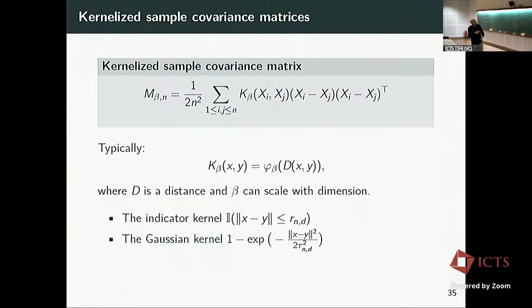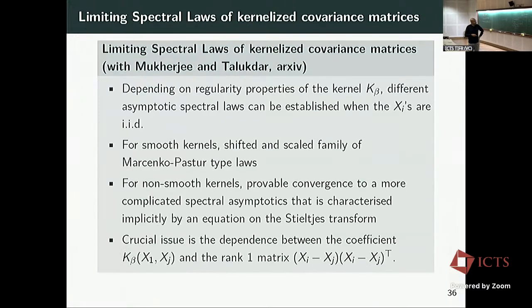But here, they are precisely dependent on xi and xj. And why is it natural to consider this kind of interaction kernels? Well, we saw some examples here already. So this opens the door to new kinds of random matrix theory results. And if you want, I can actually write down this equation on the Stieltjes transform. It's an implicit equation. We can show that in a certain regime of the parameter, this equation has a unique solution, and that characterizes the limiting spectral law.